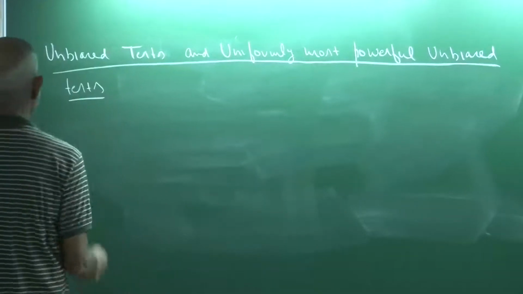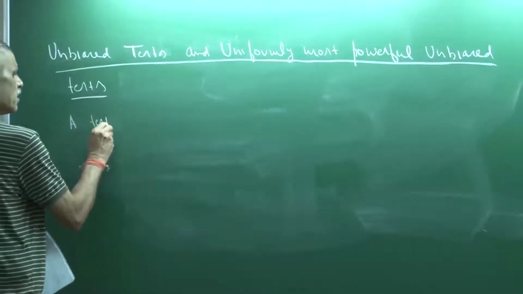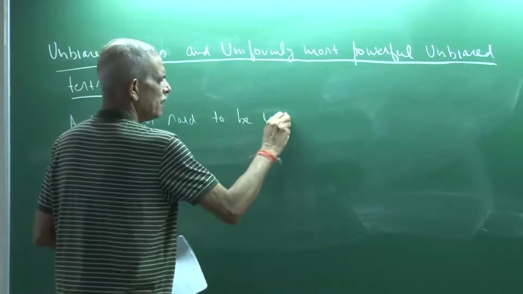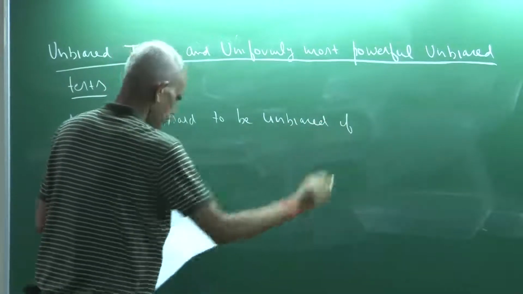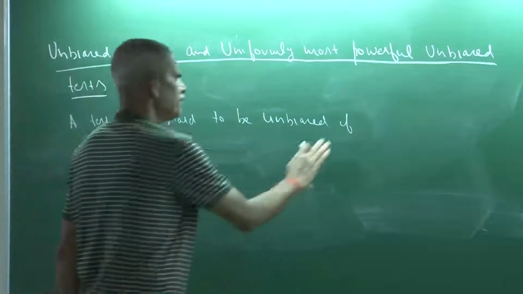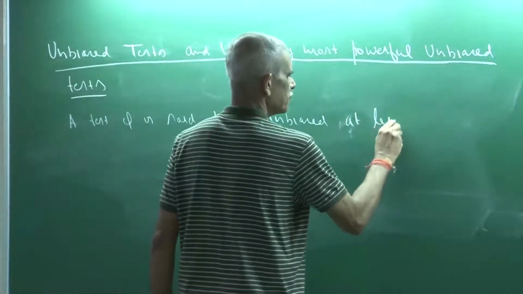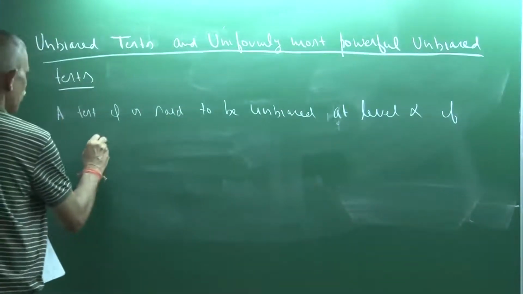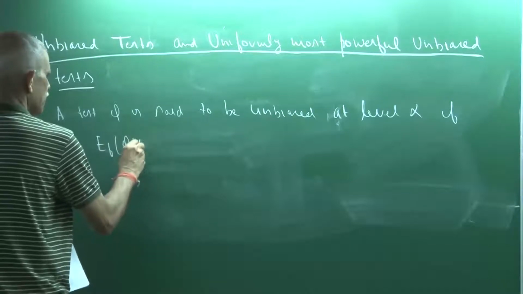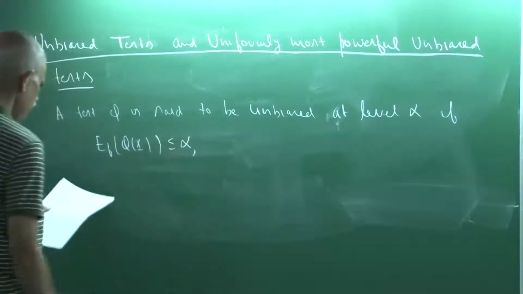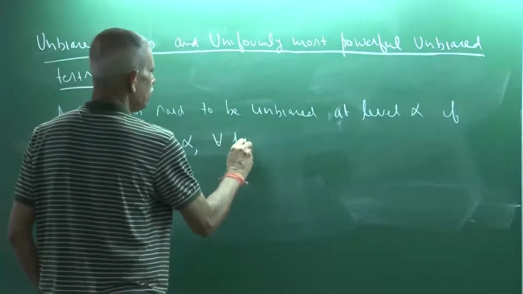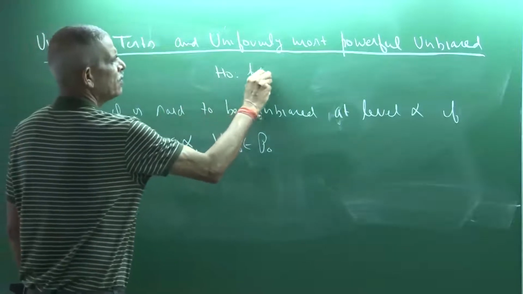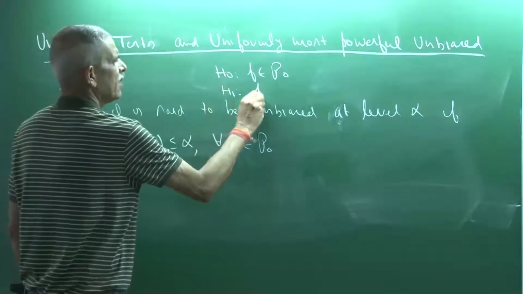So a test phi is said to be unbiased at level alpha if expected value of phi x is always less than or equal to alpha for every f belonging to P0. So your hypothesis is the same, right? H0 that f belongs to P0 against H1 that f belongs to P1.